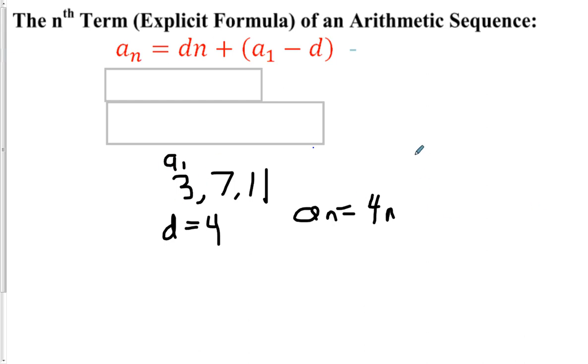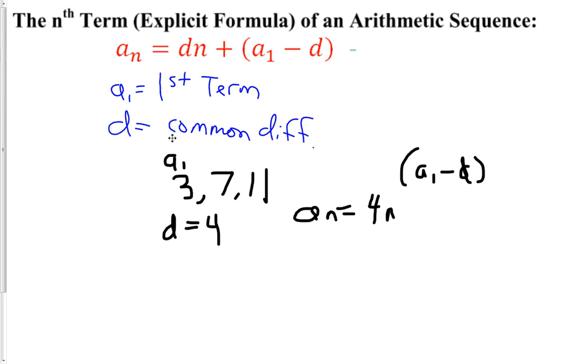That is why this piece is a sub 1 minus d. A sub 1 stands for the first term. And again, d, as I already told you, is the common difference. If we piece this together, it's basically one term backwards, is another way to think about it. Minus 4 from 3 to get minus 1. And then if we plug in 1, test it out: 4 times 1 is 4, minus 1 is 3. Oh, what do you know? It works. That's why, because they count a jump before we've even done a jump. That's why we have to go backwards 1 here.